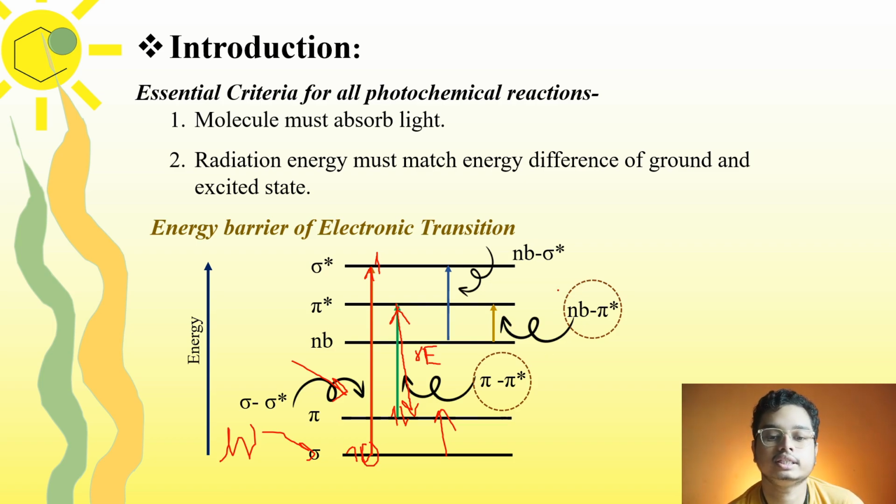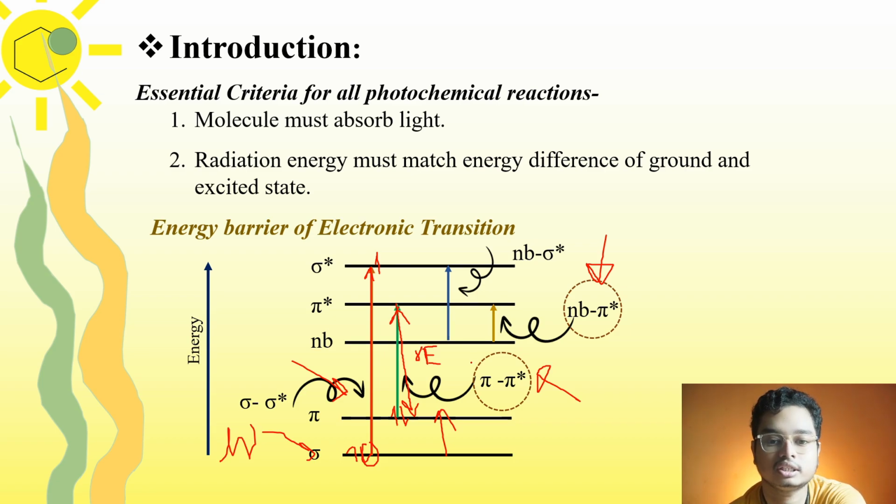Out of these, from the organic chemistry point of view, we mostly focus on two transitions: the pi to pi star transition and the non-bonding to pi star transition. The sigma to sigma star transition requires so much energy that under normal conditions it will not happen. However, pi to pi star and non-bonding to pi star have much lower energy, so these transitions are observed in normal photochemical situations.